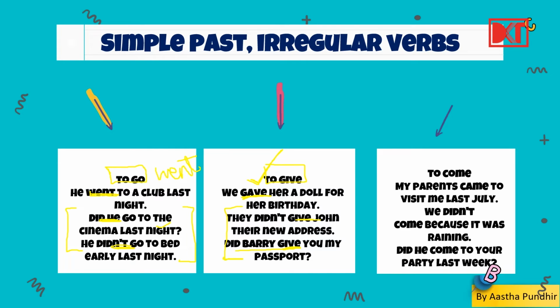Alright, we use gave. Then similarly for to come, the word to be used in the past tense is came. I came, you came, it came, he came, she came, we came, you came, they came. Alright? But again, we didn't. This is the negative. Negative में क्या होगा? We didn't come because it was raining. And then for the question, did he come? मतलब यहाँ पे हमारा original form.